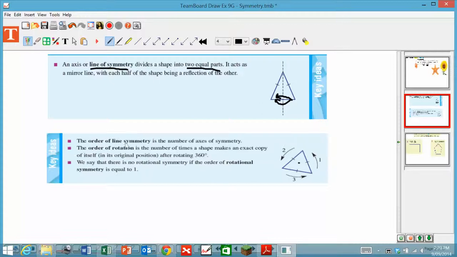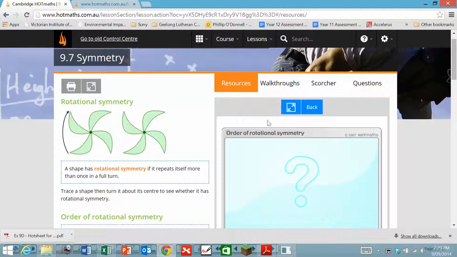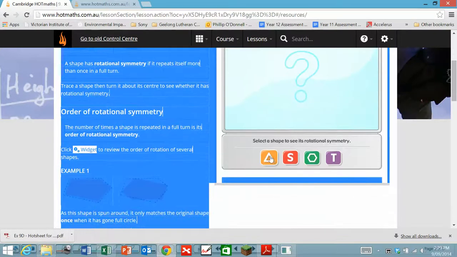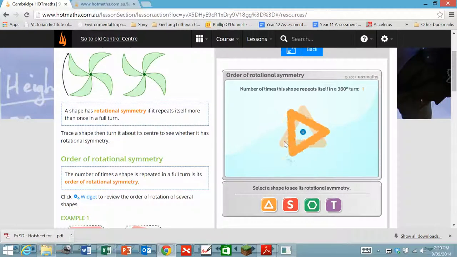The order of line of symmetry is the number of axes of symmetry. Now the order of rotation is the number of times a shape makes an exact copy of itself after rotating 360 degrees. We might have another look. If we look at the triangle, for example, there's 1, 2, it hasn't gone around yet, watch the arrow, that's 360 degrees, so it's got 3.